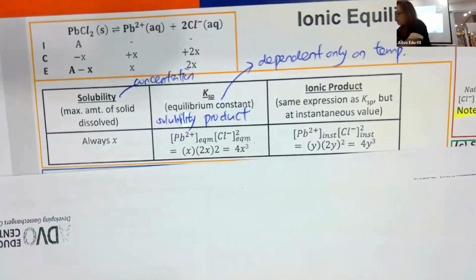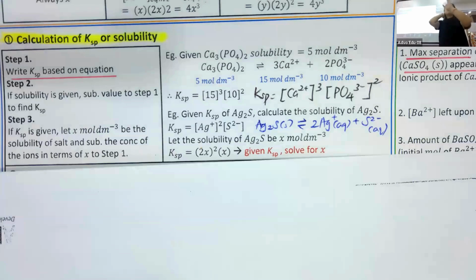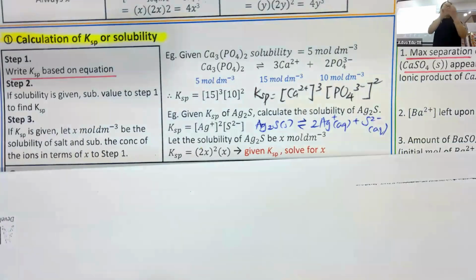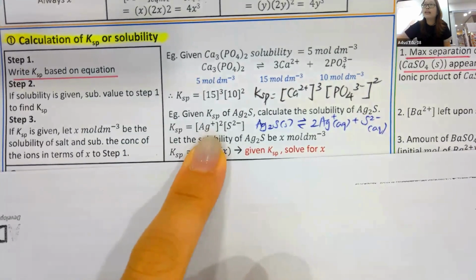Then for question type number 1, regardless of whether you are finding KSP based on concentration or finding concentration based on KSP, the very first step you need to do is always, based on the formula of the salt, write out the dissociation equation. Then after that you come up with the KSP expression. KSP expression means this. Look at my finger. This is the KSP expression.